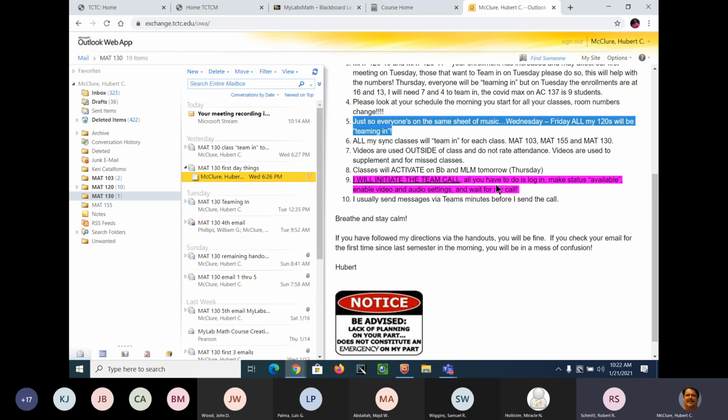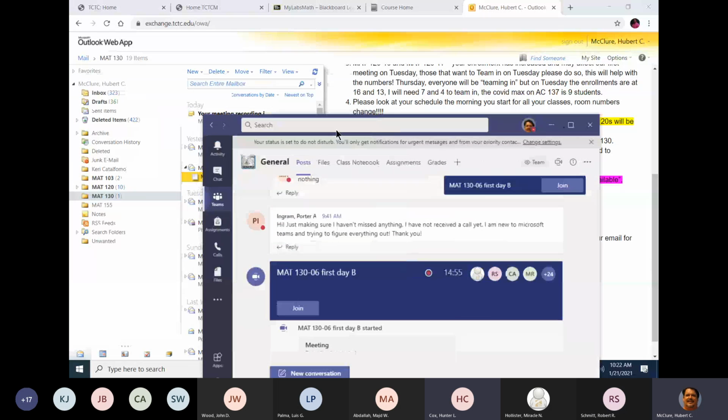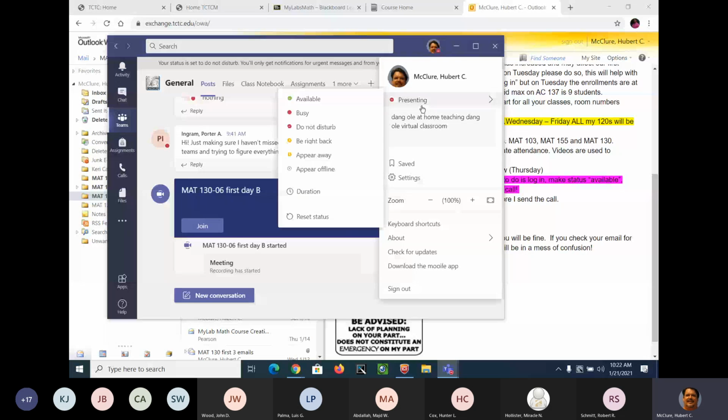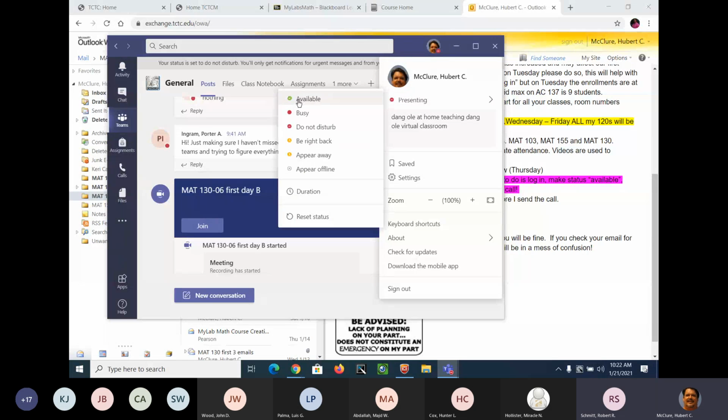I will initiate the Teams call. You do not have to do anything. Don't push any buttons. You can chat. You can log on. You can make sure your status is available. Where do you do that? Well, up in the top right-hand corner, right here. See where it says presenting? You can go over and hit available. And that way, if that's green, then my call does not have a problem finding you.